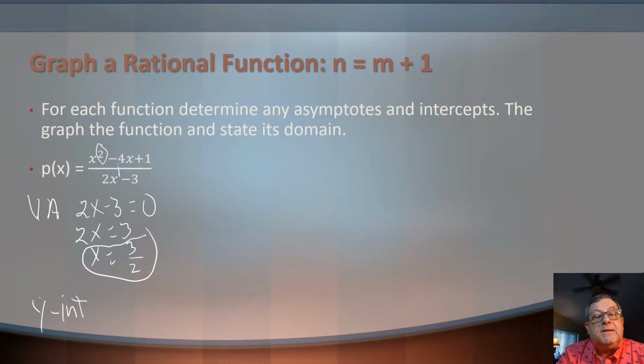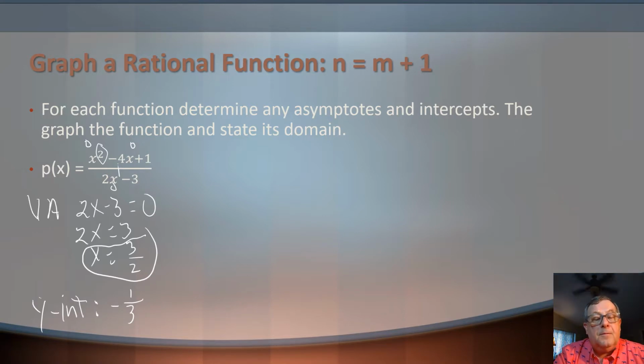I set all the x's equal to 0 and solve for y. Well, let's see. If I set this at 0, this at 0, this at 0, 0 squared is 0, negative 4 times 0 is 0, and I got 1 in the numerator. The denominator, set x equal to 0, 2 times 0 is 0, and then we got negative 3. So we got a y-intercept at negative 1/3.